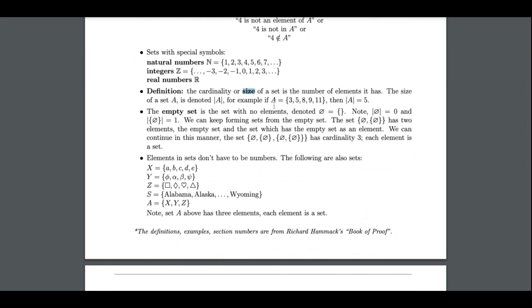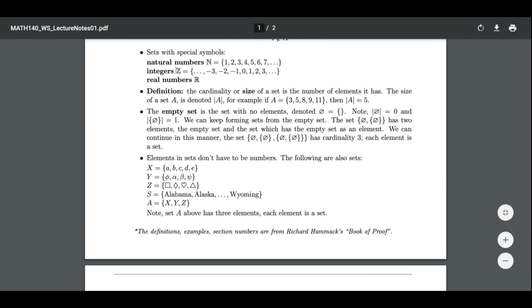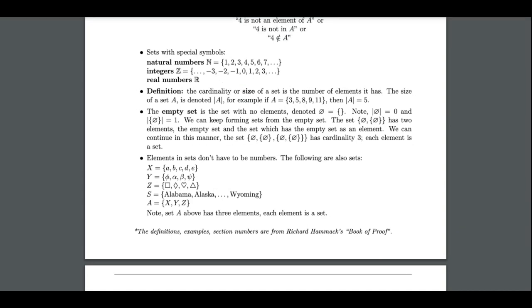So let's see. A is the set of 3, 5, 8, 9, 11. Then the size of A is 5. So it's just a notation, all right? The size of A is 5. Or if we talk about the natural numbers, the size of N, the size of Z, it's infinite. It's not definite, it's infinite.